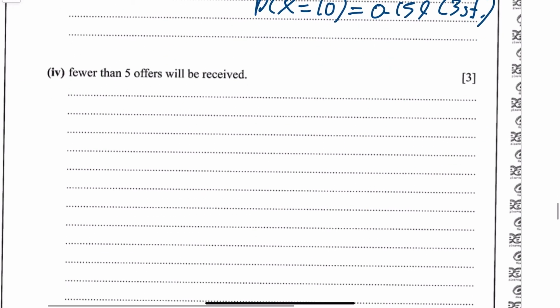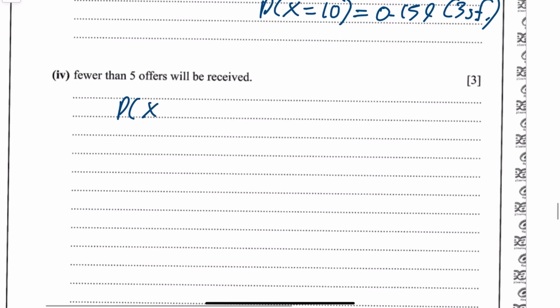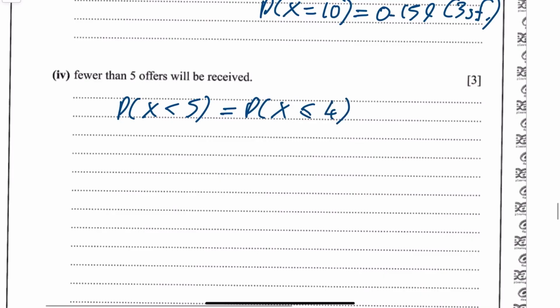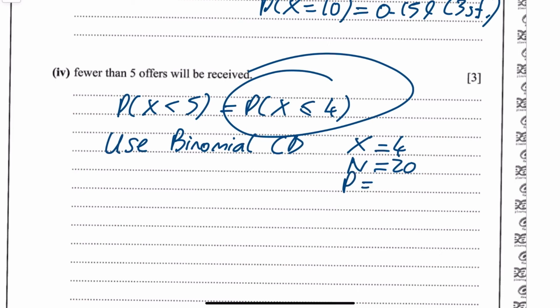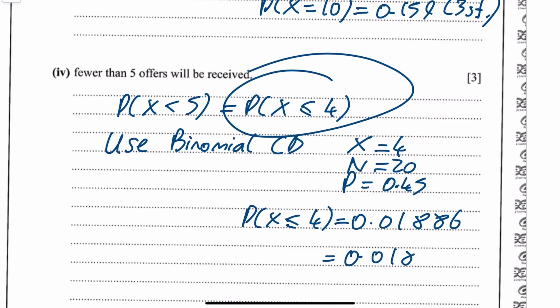Next one says fewer than 5 offers are received. Fewer than 5 offers means X is less than 5, and that is the same as X is less than or equal to 4. So then we're going to use the binomial CD, which stands for the cumulative distribution. X is 4. It always has to be in this form for you to use it, so less than or equal to, that's why I modified that. N is 20 and your p is the same thing, 0.45. Fire those in and that will give you 0.01886, so to 3 sig figs, 0.0189.